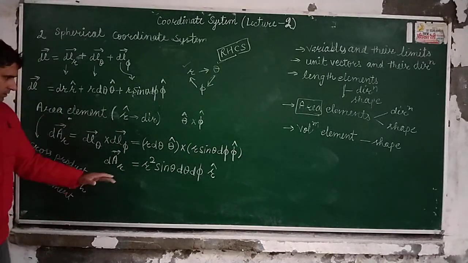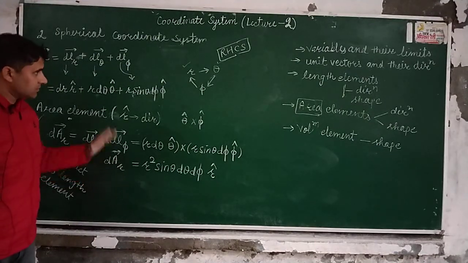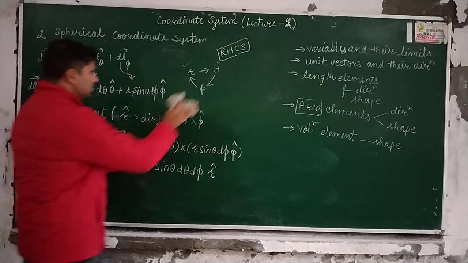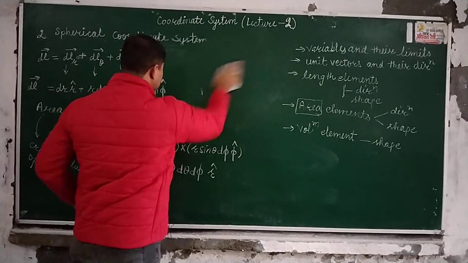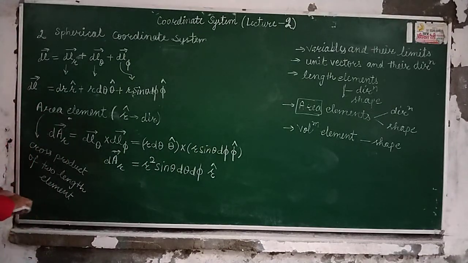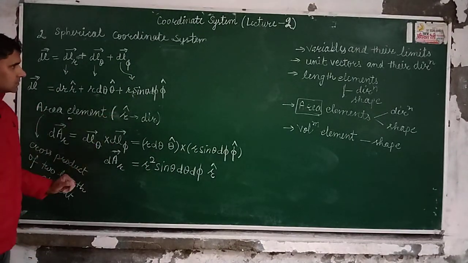Now we will do this graphically. So here you see you have two length elements, one along theta cap and another along phi cap.